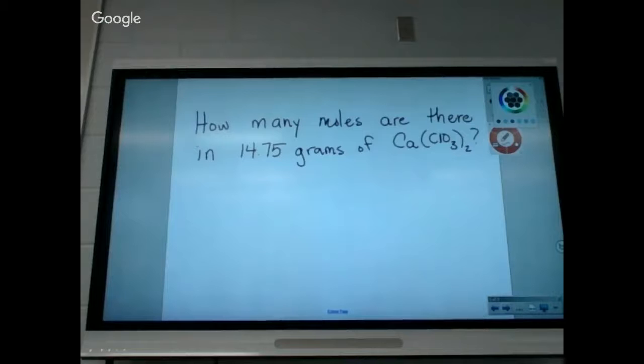Now, this should look just like the questions that we did a week or so ago that will be on the test on Friday. The only difference is it would have said, how many moles in 14.75 grams of calcium. It would have only been an element. This time it's a compound. But the process is the same. So what do I do? What did we do a week ago?